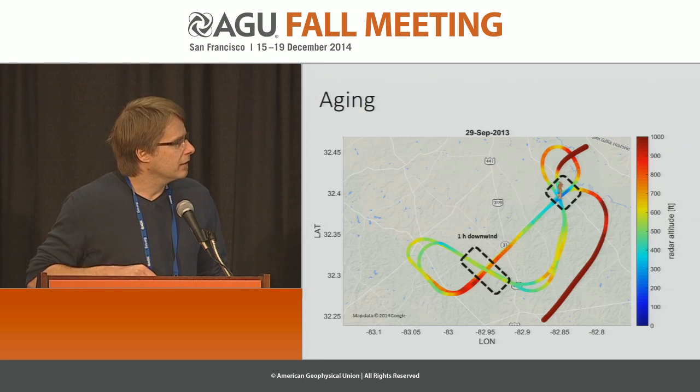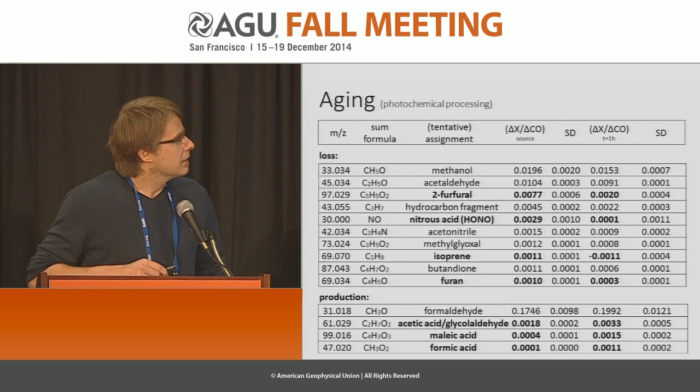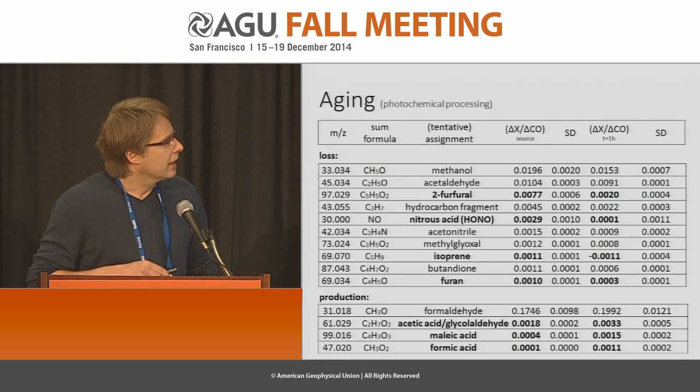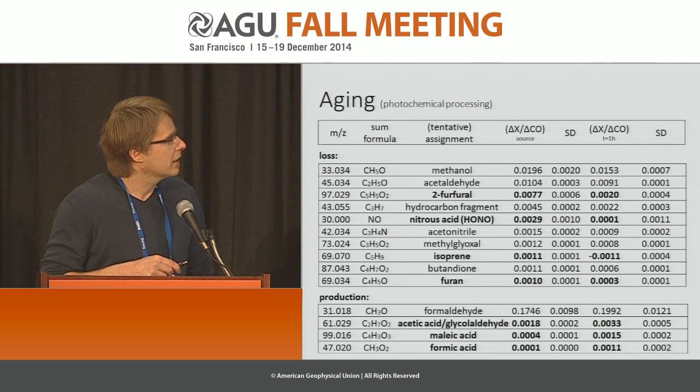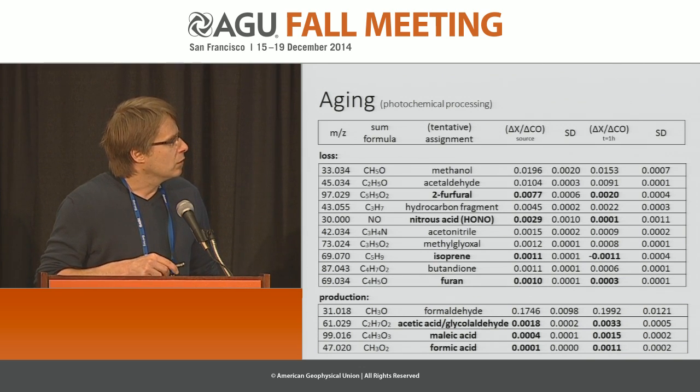Okay, then again the same maneuver, and now what we do is we look at the emission and we look at what happens 1 hour downwind. So this is again the enhancement ratio or excess ratio over CO at the source, and this is the excess ratio at 1 hour downwind. These are the signals that actually get lost, and these are the signals that get produced. I don't have the time to go through all of this. I just want to go to the compounds highlighted in bold. These are the ones that really see a clear loss over this 1 hour of aging.